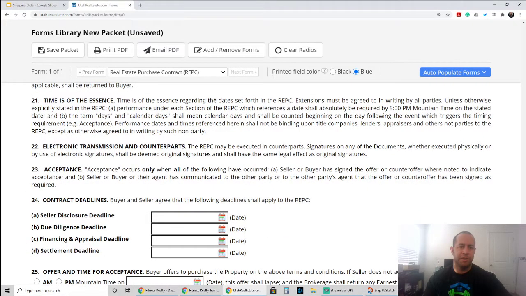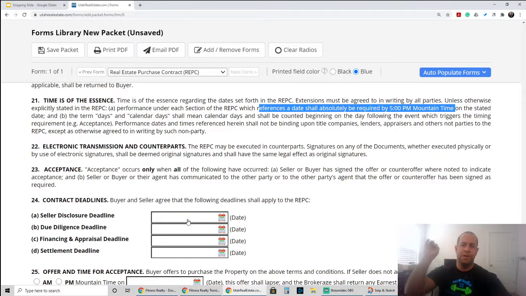Time is of the essence. Regarding the dates set forth, this is the big one right in here. References a date shall absolutely be required by 5 p.m. Mountain Time on the stated date, or otherwise written in the contract, right? I'll show you one position where if you write in a different time, then it's different. But on calendar dates, as of seller's disclosure, due diligence, whatever date you put in here, 5 p.m.